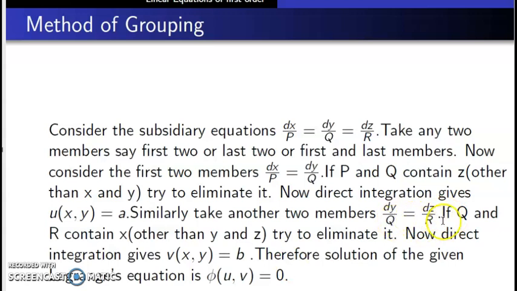If q and r contain x other than y and z, try to eliminate it. Now direct integration gives v of x y is equal to b. Therefore, the solution of the given Lagrange's equation is phi of u comma v is equal to 0. Now this idea will be clear if we consider some examples. So let us understand this idea by using some examples.